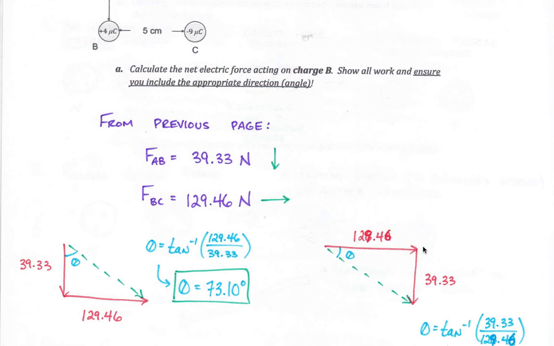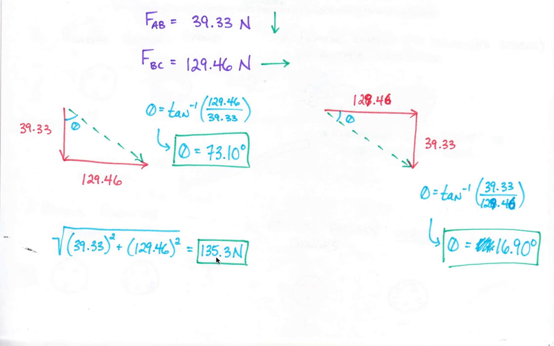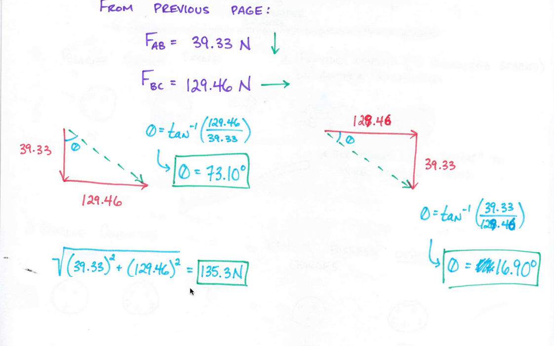Alternatively, you could go left first and then down, and you'll notice that I get the same exact hypotenuse, same direction. However, I'm finding a slightly different angle. In either case, the hypotenuse, which is your net force, is found using Pythagorean theorem, a squared plus b squared equals c squared. So in either case, you should find that charge B experiences a net force of 135.3 newtons.